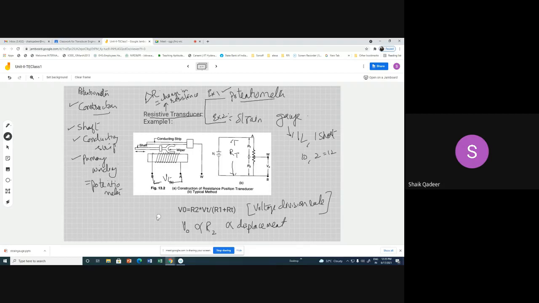Next slide. Output voltage. You can write this thing and also copy this. Then you can write that output is directly proportional to R2, and R2 is directly proportional to displacement. Because R2 is directly proportional to the distance between W and B, right? More the distance, more the resistance. Hope it is clear to everybody. Yes, sir.